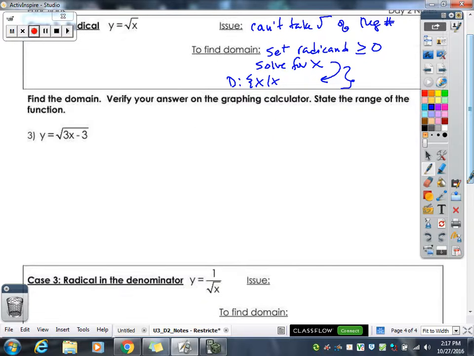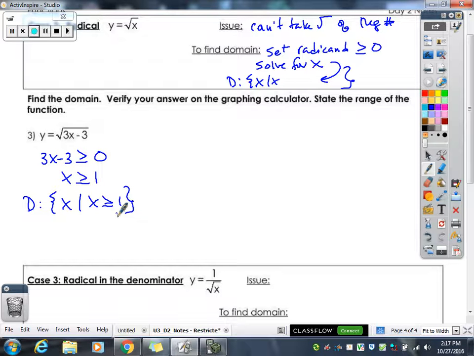Y is equal to the square root of 3x minus 3. The stuff underneath the radical is 3x minus 3. We set it to greater than or equal to 0 because we want the radicand to be positive. Solve for x. X is greater than or equal to 1. Therefore, the domain is x such that x is greater than or equal to 1.